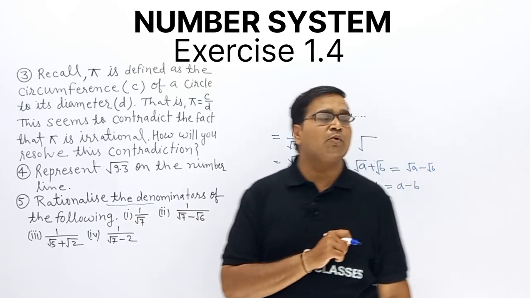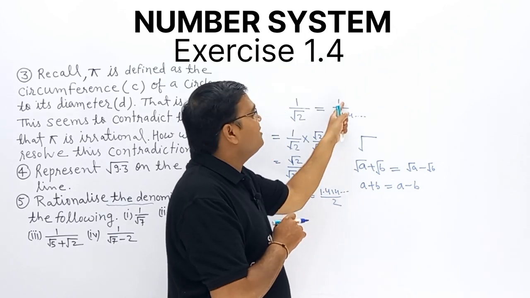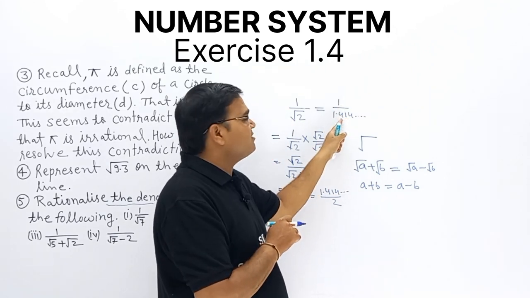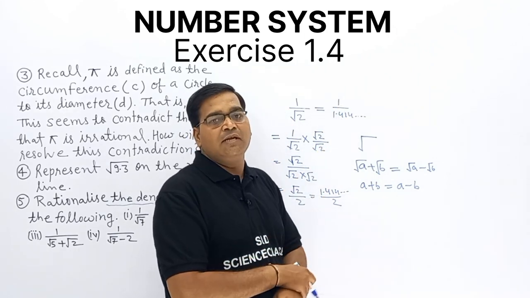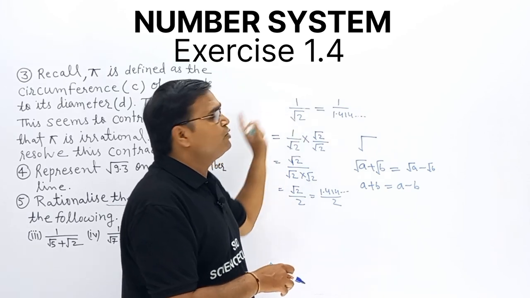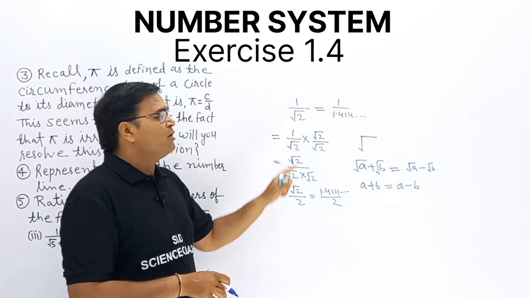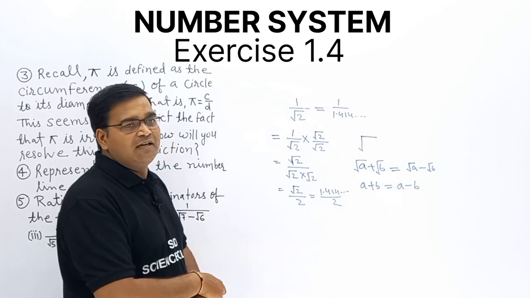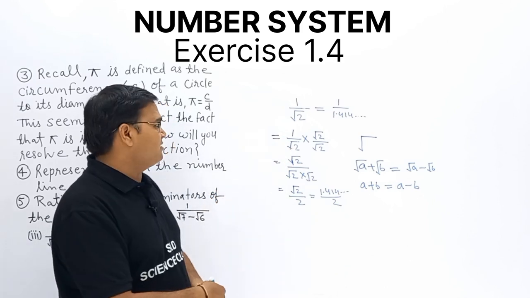And why do we want to remove it? Because we cannot divide easily. This fraction cannot easily be converted to decimal form. So we want to remove this root, and the process for removing it is called rationalization.